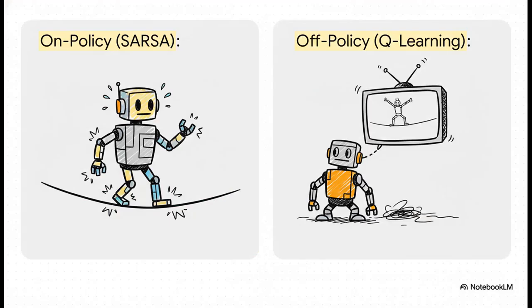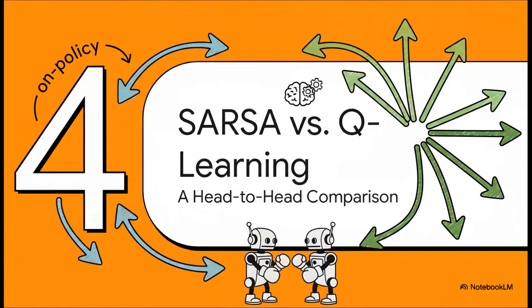I love this analogy. Think of an on-policy agent like SARSA as someone learning to walk a tightrope. It pays really close attention to its own wobbles, its own missteps to get better. An off-policy agent, like Q-learning, that's like learning by watching a video of a world-class acrobat. It tries to learn that perfect, flawless policy, even if its own steps are still really clumsy and all over the place. So, with that huge distinction between on-policy and off-policy in our heads, let's put SARSA and Q-learning in a head-to-head matchup and see exactly how this difference plays out.